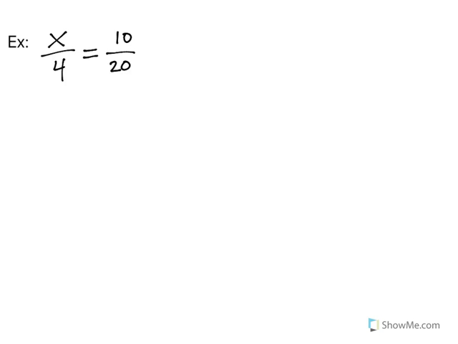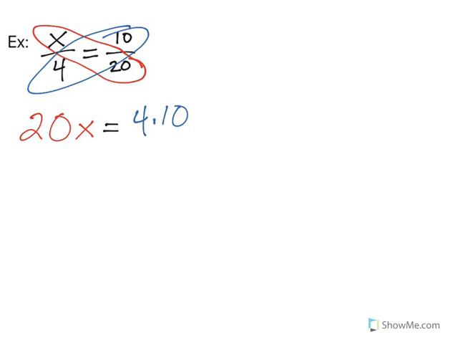X over 4 equals 10 over 20. Now the idea of this is that each ratio has the same value. So if we reduce both sides, they would reduce to the same fraction because they must be equal. But when we have an unknown value of x, we have to do some work to find that value. So as we mentioned, we're going to use our cross products. So x times 20, or 20x, equals 4 times 10. Well, 4 times 10 is 40, so I have 20x equals 40.